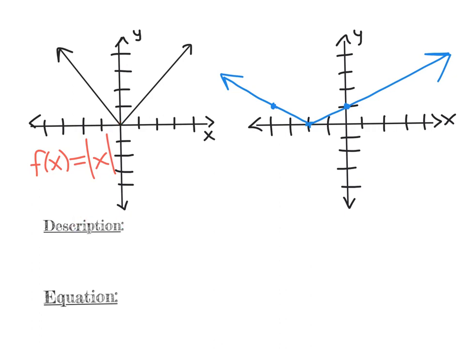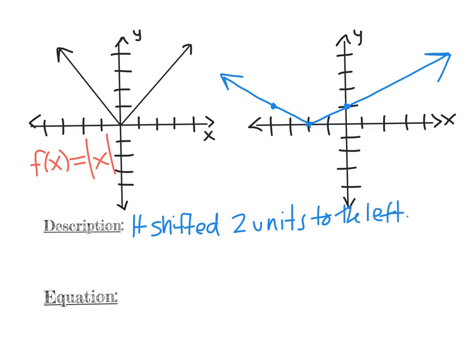Notice how the vertex starts at 0, 0, and it moved 2 units to the left. Also, notice how this one is wider than this one. And that's really the 2 things that it went through. So let's just say that real quick. We can start by saying it shifted 2 units to the left. It didn't move up or down, so we're not going to worry about that part. It's just to the left.